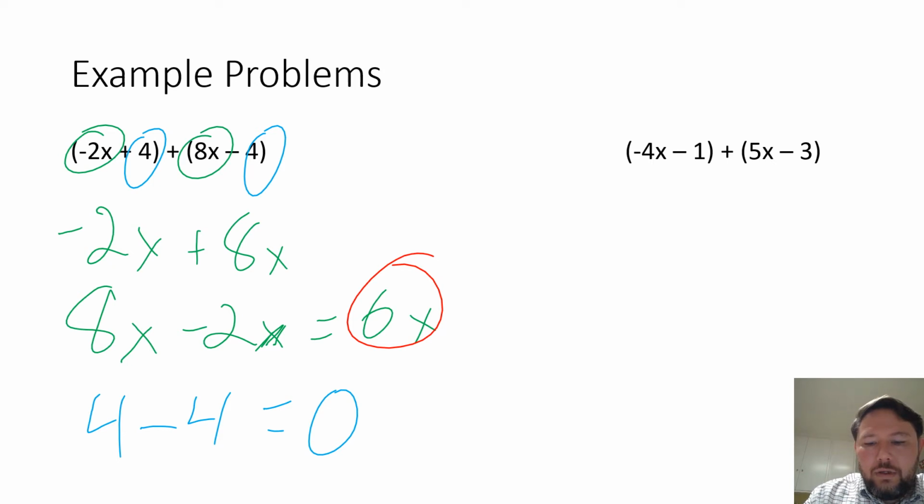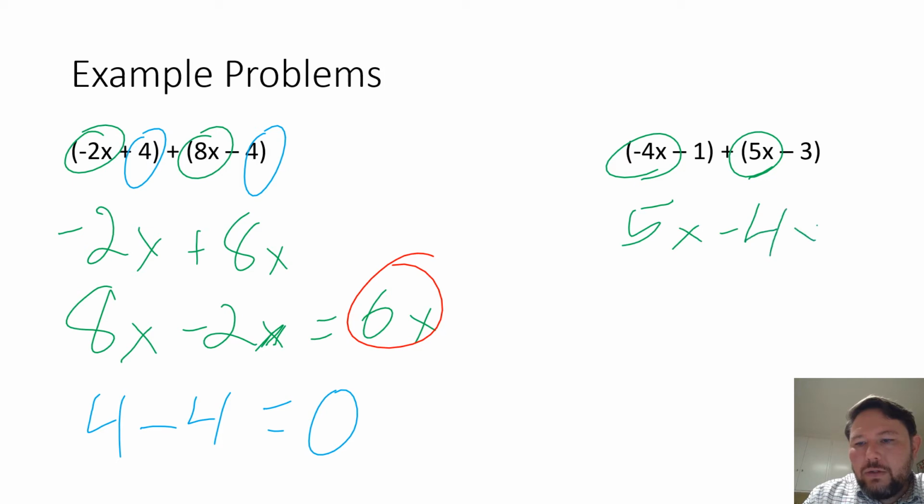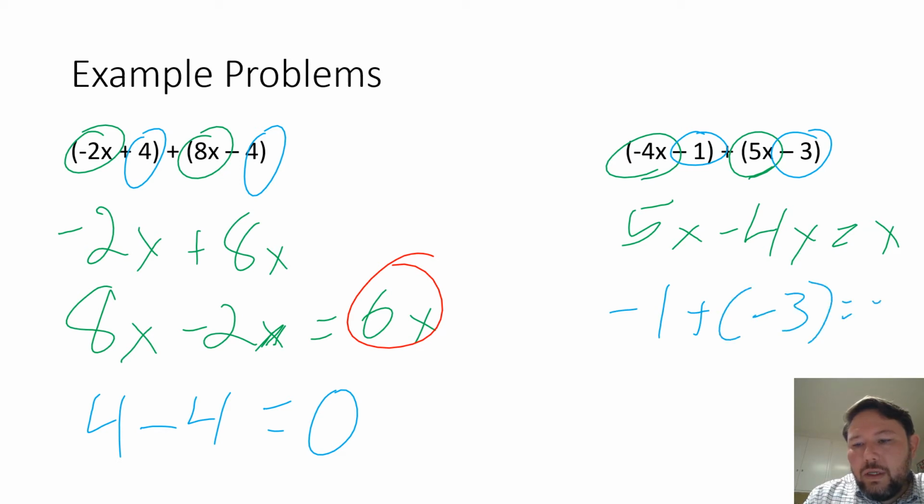All right, over here, again, looking for like terms. So 4x, negative 4x and 5x. Again, I can swap that order. So 5x minus 4x. That's going to equal x. And then I have a negative 1 and a negative 3. So negative 1 plus negative 3 equals negative 4. So that means that my final answer is going to be x minus 4.